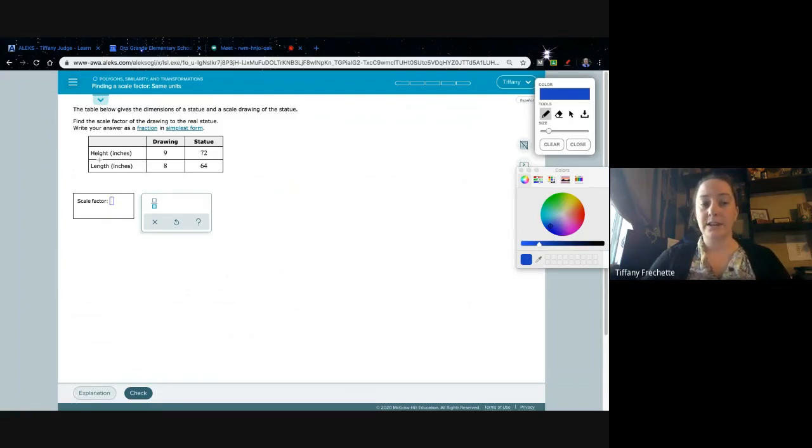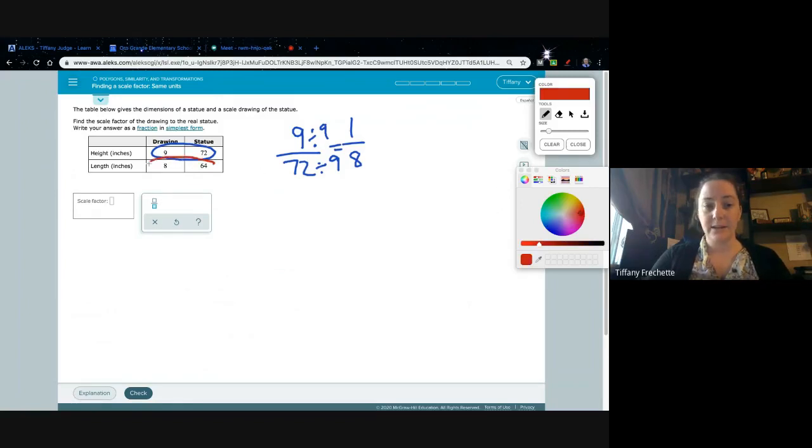So if I'm looking at the height, I have drawing is 9. So I'm just going to cross this way like this. And then statue is 72. And then I want to make sure I reduce. Both of these can actually reduce by 9. 9 divided by 9 is 1. 72 divided by 9 is 8. All right, and I'll switch this up.